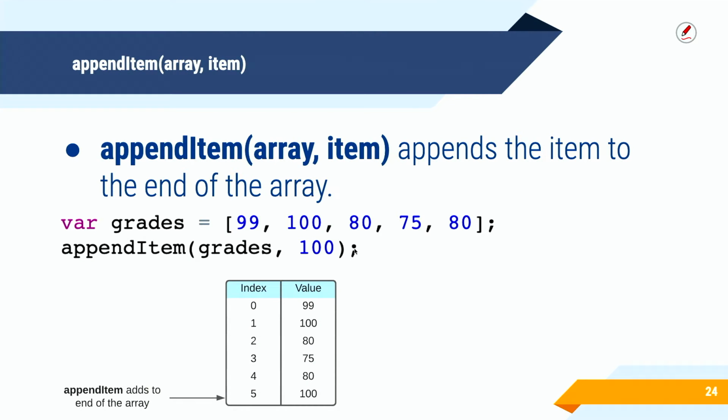Now to add or append a new item to the end of the array, you would simply say appendItem, note the capital I here, open parenthesis, name of the array, in this case grades, comma, 100, which is the item here. Note that appendItem adds to the very end of the array.